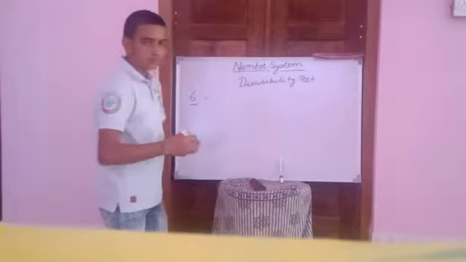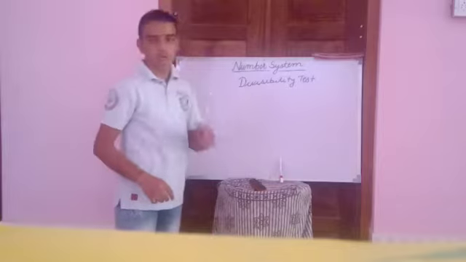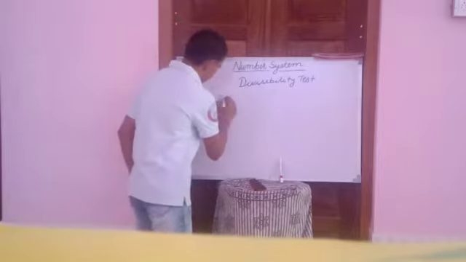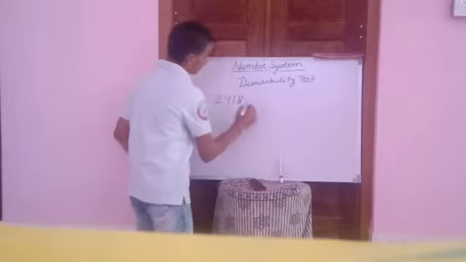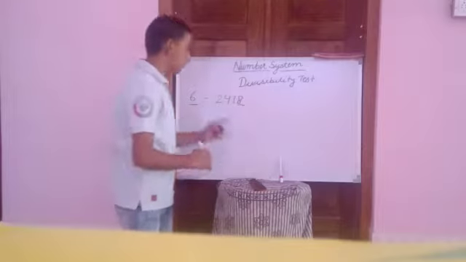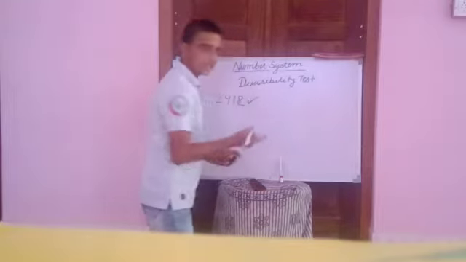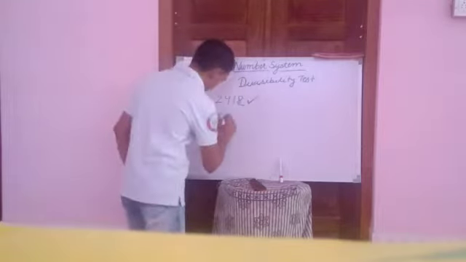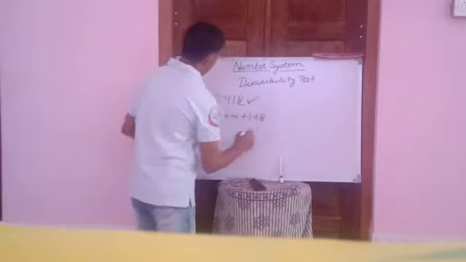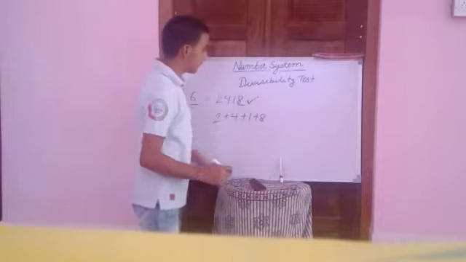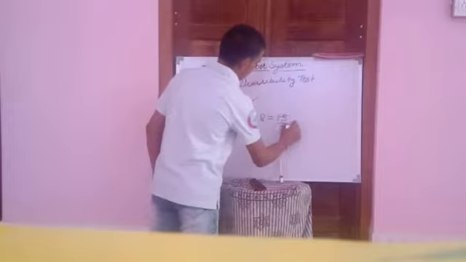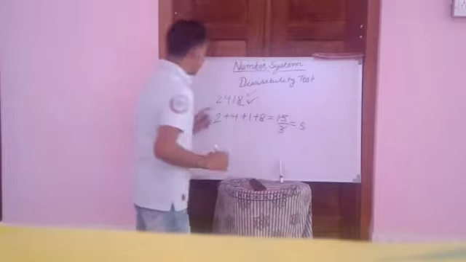The divisibility rule of 6 says that if a number is divisible by 2 and 3, then the number is also divisible by 6. Like this is the number. We can see that the last digit is 8, which is an even number, so it is divisible by 2. Let's see whether it is divisible by 3 or not. 2 plus 4 is 6, 6 plus 1 is 7, 7 plus 8 is equal to 15. As this is also divisible by 3, this number is divisible by 6.